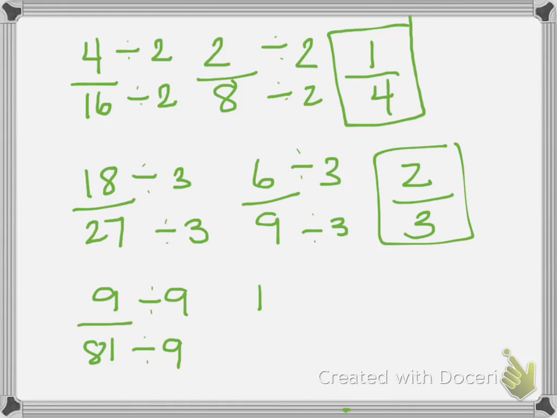9 divided by 9 is 1. 81 divided by 9 is 9. I've got 1/9. That's my final answer. Your turn to practice.